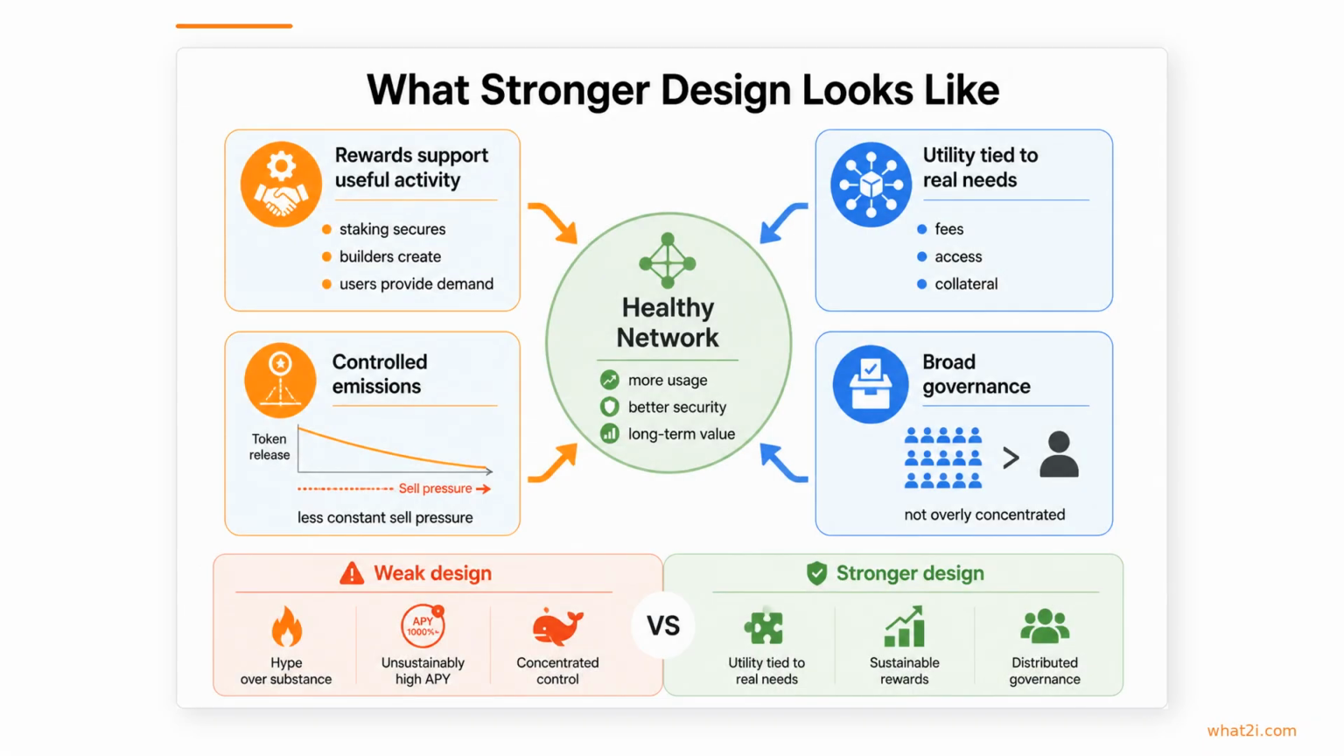Stronger token design is really about alignment. People should do well when they help the network become more useful, secure, and durable over time. That means rewards encourage real activity. Utility is tied to genuine needs like fees or access. Token emissions avoid creating nonstop sell pressure, and governance stays broad rather than concentrated. Weak designs often lean on hype or unsustainably high rewards, but stronger ones connect incentives to long-term network health.